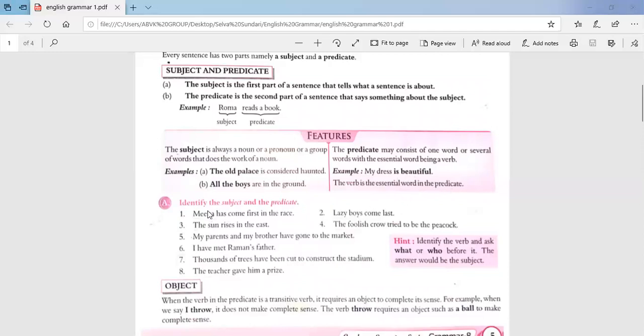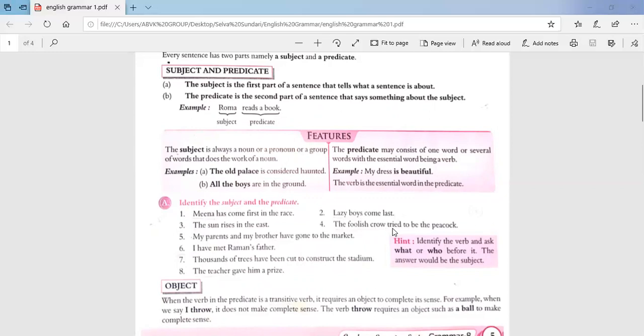Now tell me, children, exercise A. Identify the subject and the predicate. Meena has come first in the race. So what is subject? Meena. This sentence is telling about Meena. So Meena is subject. The remaining are predicate. Lazy boys come last. Who come last? Lazy boys. So this is subject and the come last is predicate. The sun rises in the east. This is telling about the sun. So sun is the subject. And the remaining, rises in the east, is predicate.